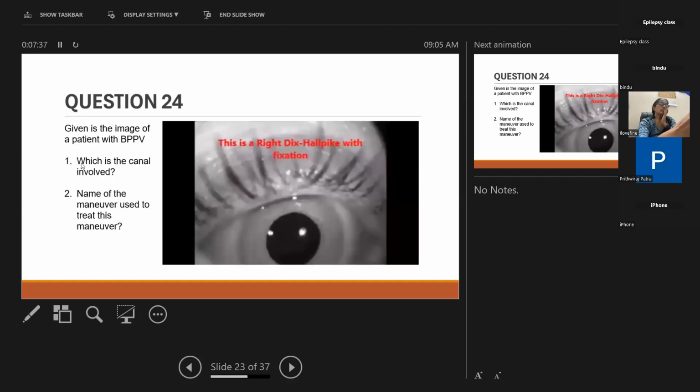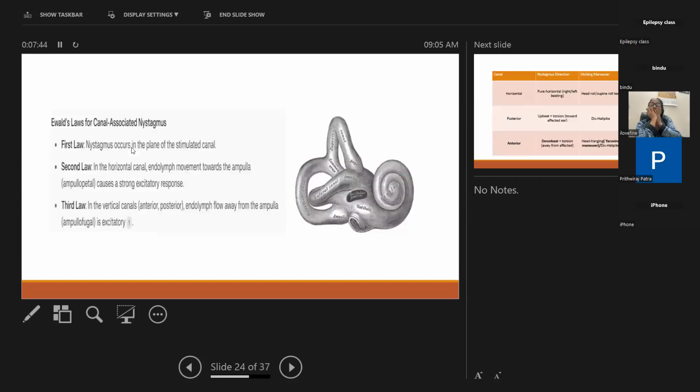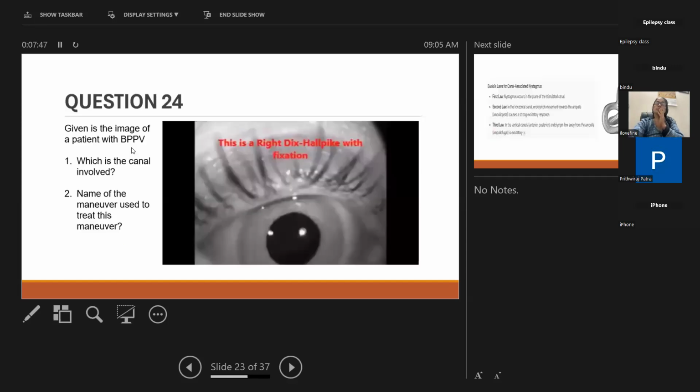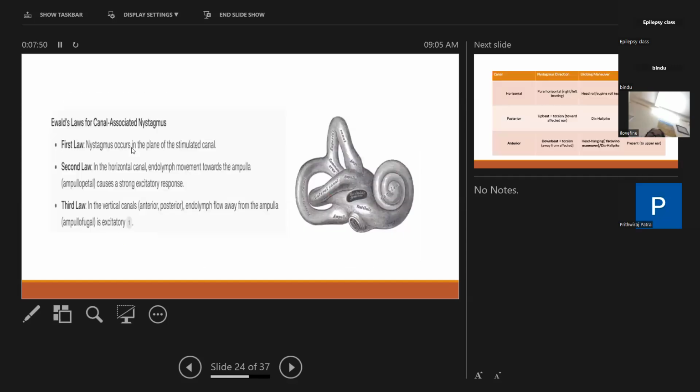Question number 24. What is the canal involved? The patient is having predominant downbeat nystagmus, with a torsional component. According to Ewald's law, the first law I want to signify, nystagmus occurs in the plane of the stimulated canal. Yes, madam. Among these three canals, our patient is having involvement of the anterior canal, because Ewald's first law says nystagmus occurs in the plane of the stimulated canal.